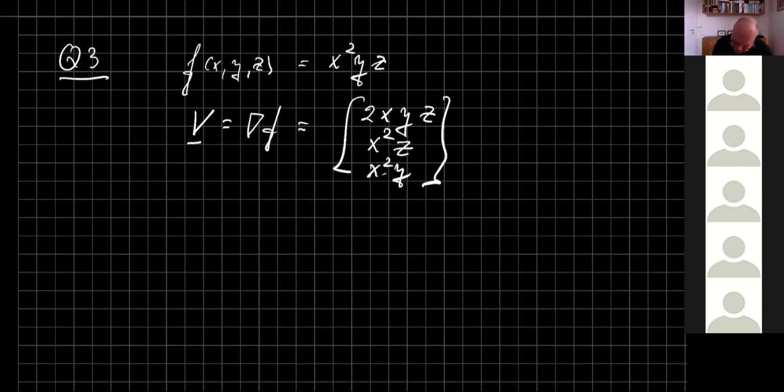So I calculate the divergence of this field here, the divergence of V. I differentiate the first one with respect to x, I get 2yz, and then plus the derivative of the second one with respect to y, but it doesn't depend on y, so it's 0. Similarly, the third one doesn't depend on z, so it's also 0. So the divergence is 2yz.